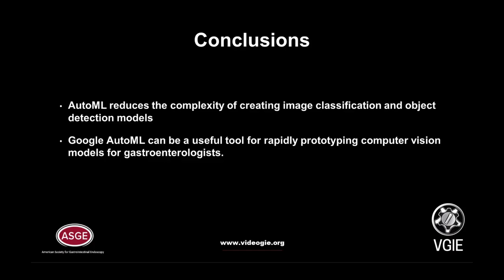Google AutoML can be a useful tool for rapidly prototyping computer vision models for gastroenterologists, and may be a useful entry point as a project to learn basic ML skills, which can be applied to computer vision projects in GI endoscopy. While the AutoML tools reviewed here are currently only usable on still images, future iterations of these technologies will allow users to develop and deploy similar tools on live video.